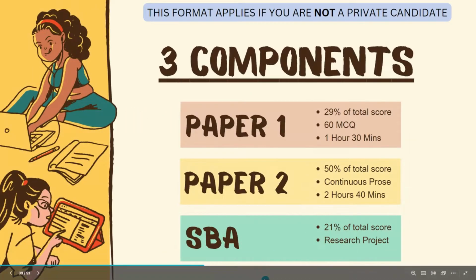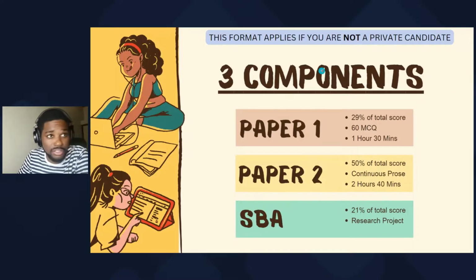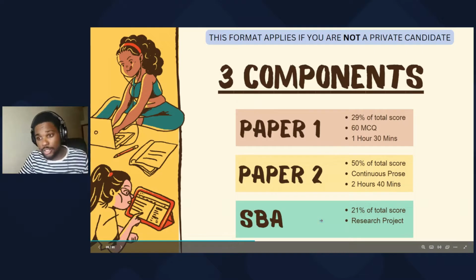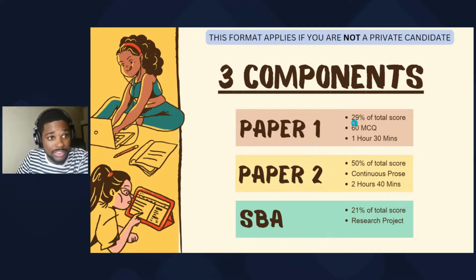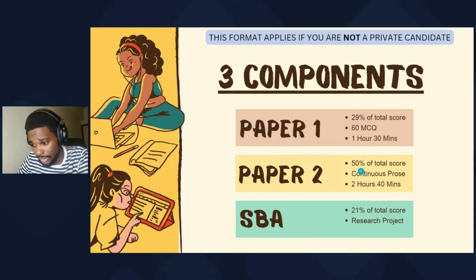All right, so there are three components to English A. And this format here applies if you're not a private candidate, which would be most of you guys here on stream. So if you're a regular student in high school, then you're not a private candidate, right? So the three components would be paper one, paper two, and the SBA. These three elements will make up your English A score or English A grade. The paper one, that's 29% of your total score, and that would be 60 multiple choice questions. And you do that within 1 hour and 30 minutes.